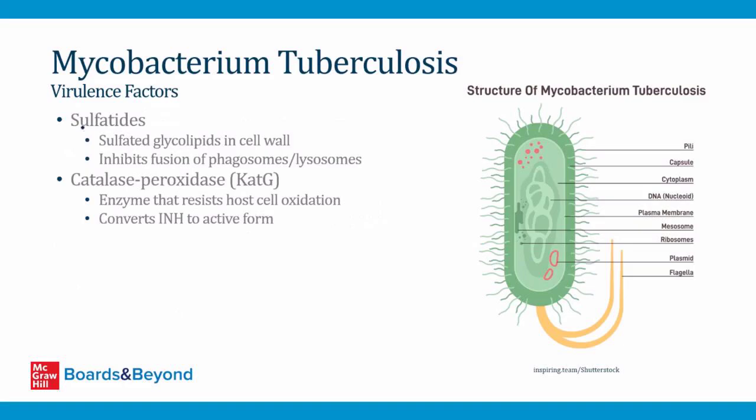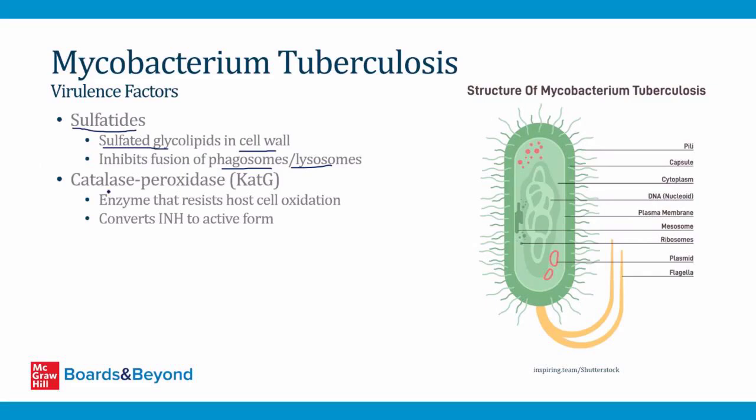Another virulence factor is the presence of sulfatides. These are glycolipids that have sulfur molecules on them. They're called sulfated glycolipids. And they're also found in the cell wall, just like cord factor. And these can inhibit the fusion of phagosomes and lysosomes so that the bacteria, once it gets inside of macrophages, doesn't get destroyed by being consumed by a lysosome.